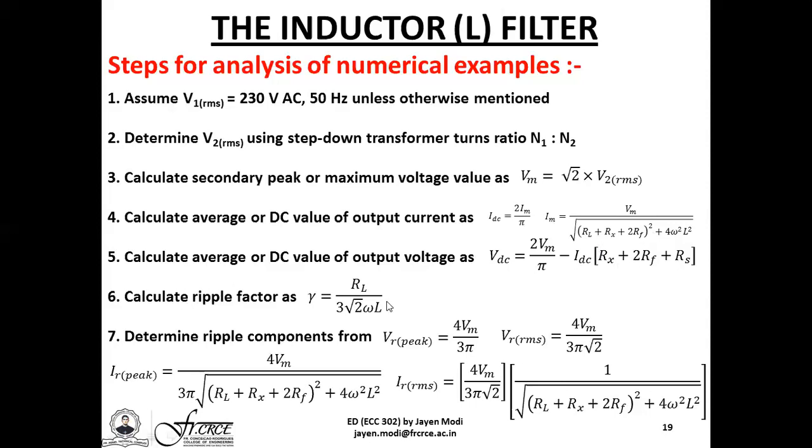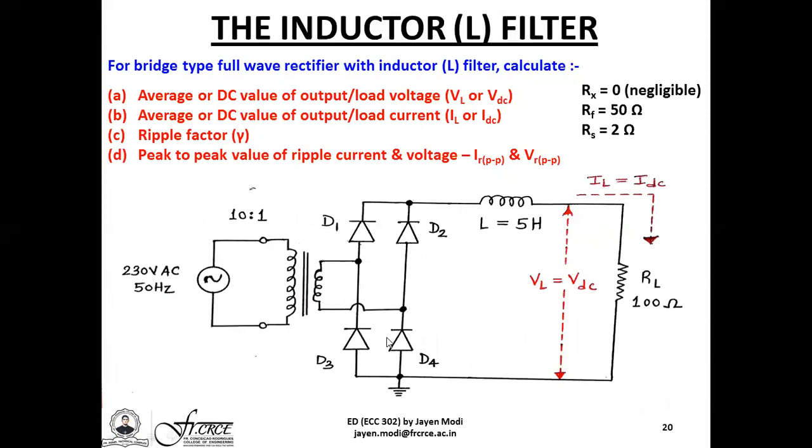Ripple factor is again independent of the above steps because if you have the component values with you, gamma can be obtained directly by the equation RL divided by 3 root 2 into omega into the value L. And if we are asked to also calculate the ripple component values such as the peak ripple value or the RMS ripple value, the peak current ripple or the RMS current ripple, the equations are given as shown. And finally, we end by taking a typical numerical example which has been solved over here.